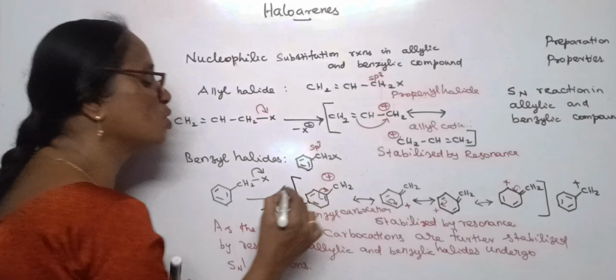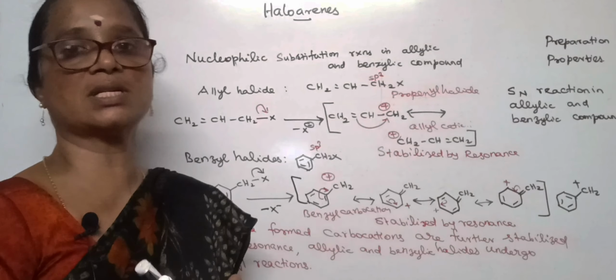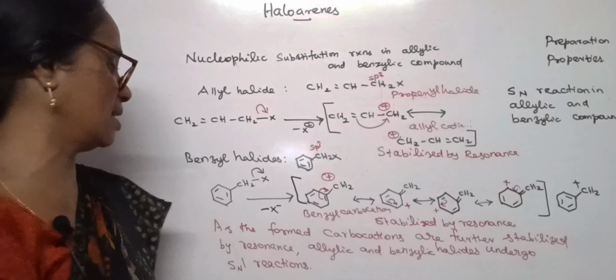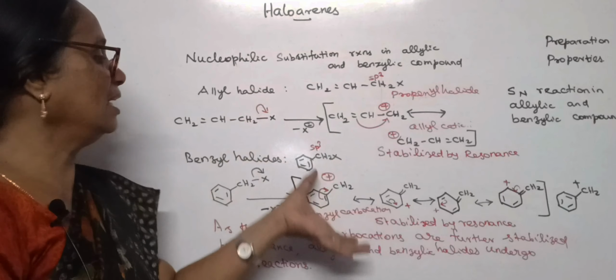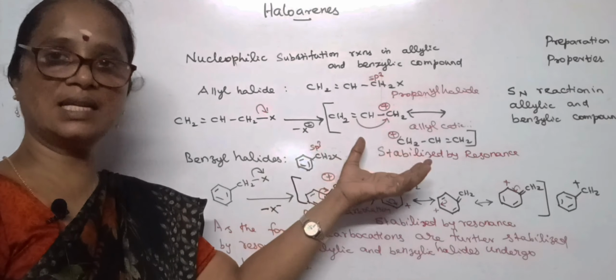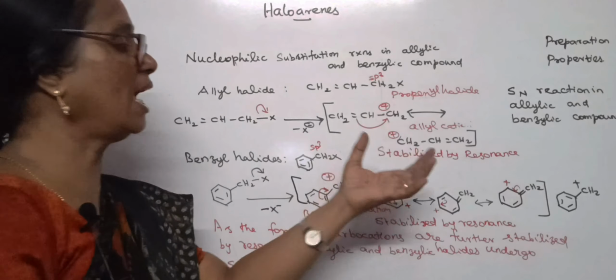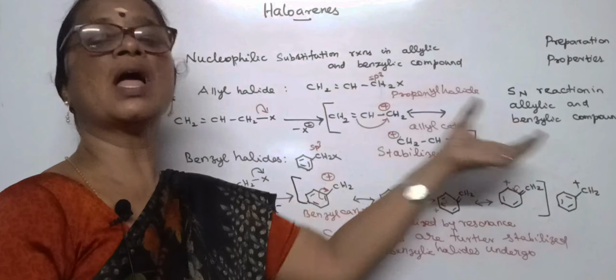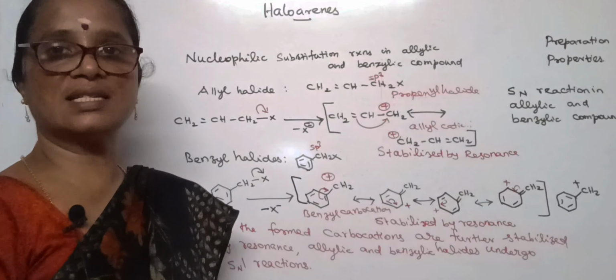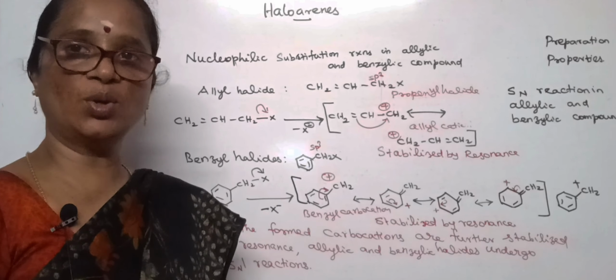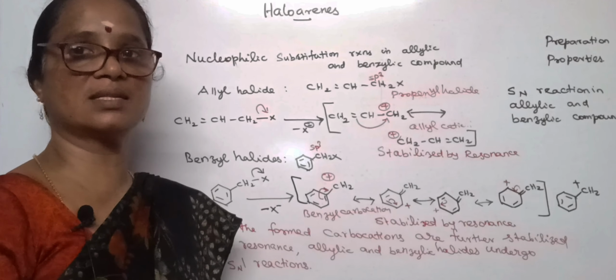So, this also follows SN1 substitution in its nucleophilic reactions. As these carbocations are formed as intermediates and further stabilized by resonance, they become more stable, and hence they follow the SN1 mechanism for their nucleophilic substitution reactions.